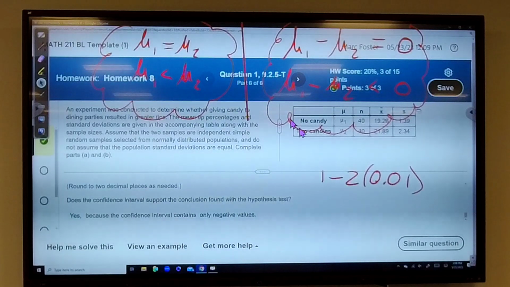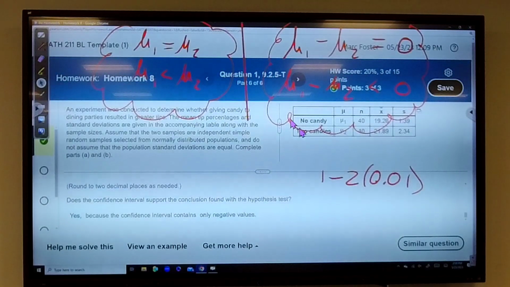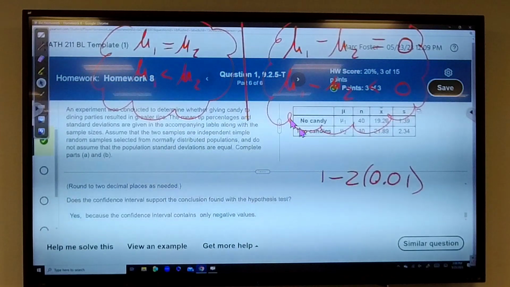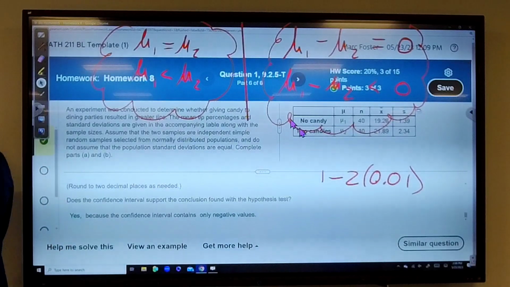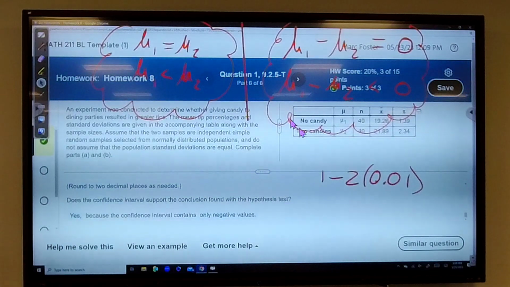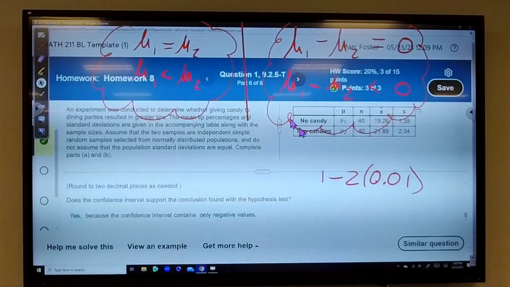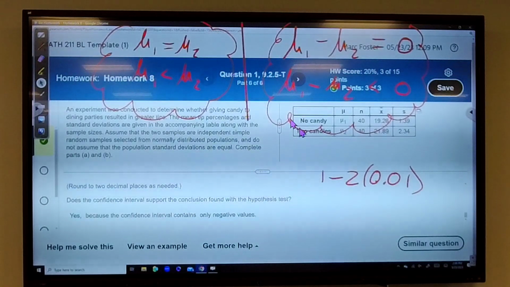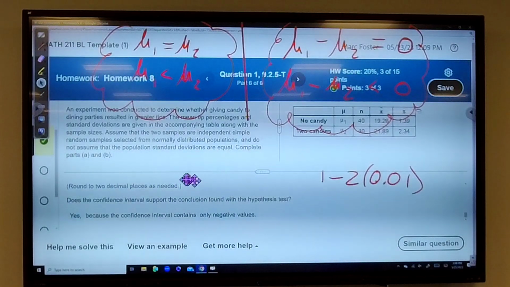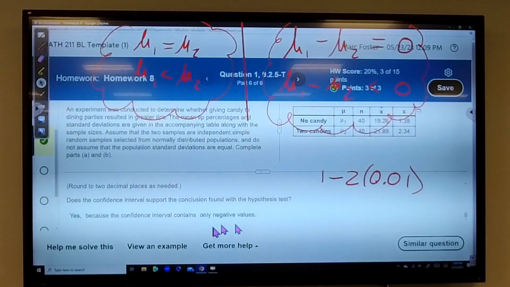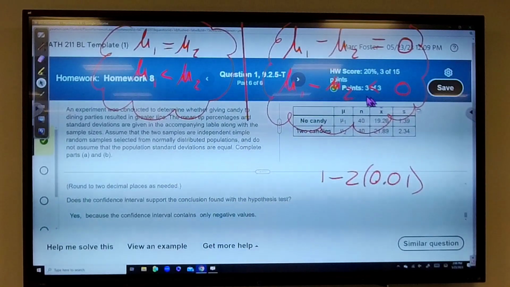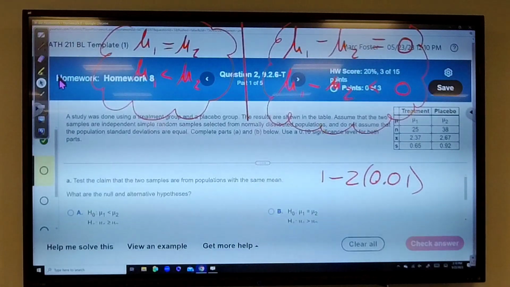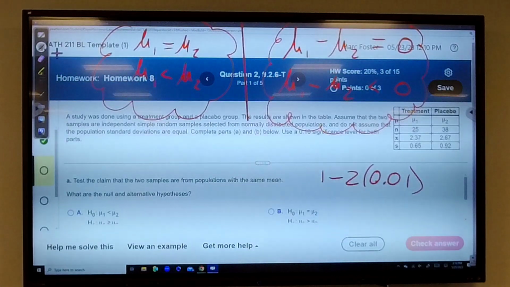What are those symbols, mu, x bar, s? What are their names? N is the sample size. X bar is the sample mean. And S is the sample standard deviation.